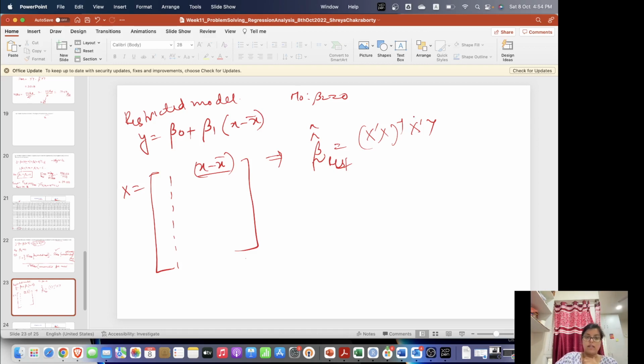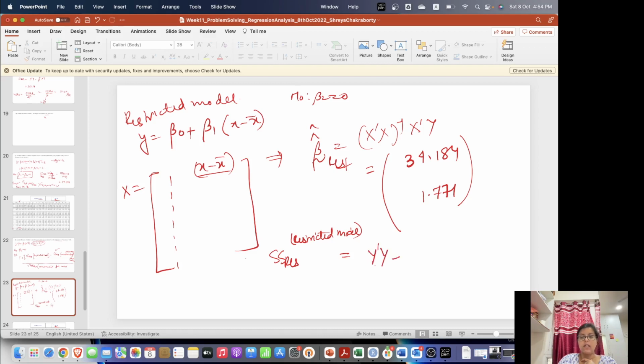Okay, this was something like 34.184 and this one was 1.771. Okay, so SS residual from this restricted model is nothing but y prime y minus beta restricted prime x prime y.